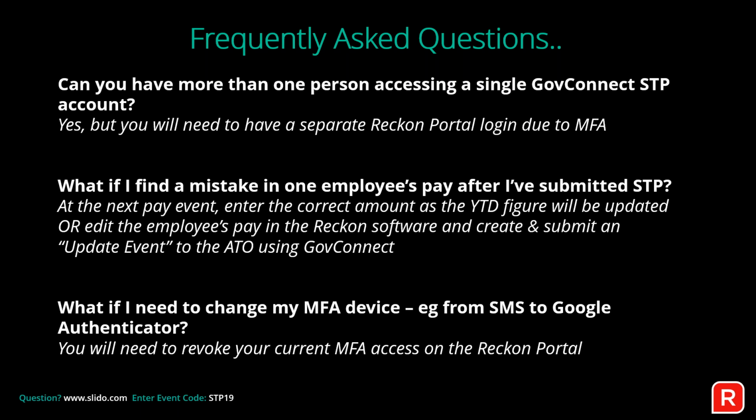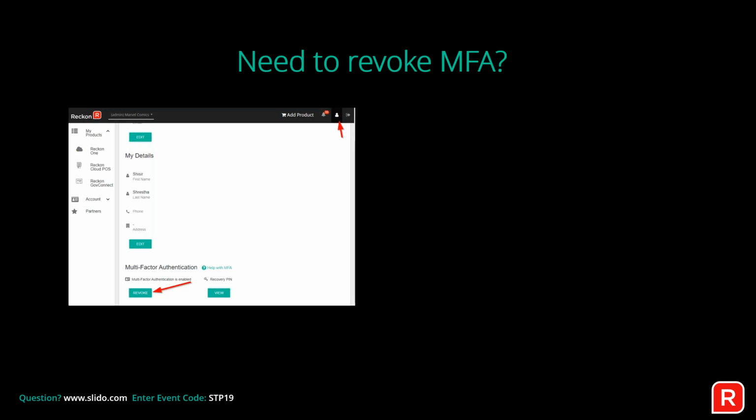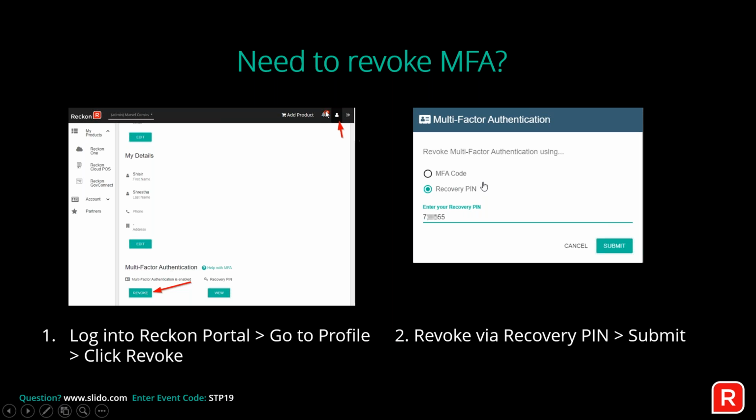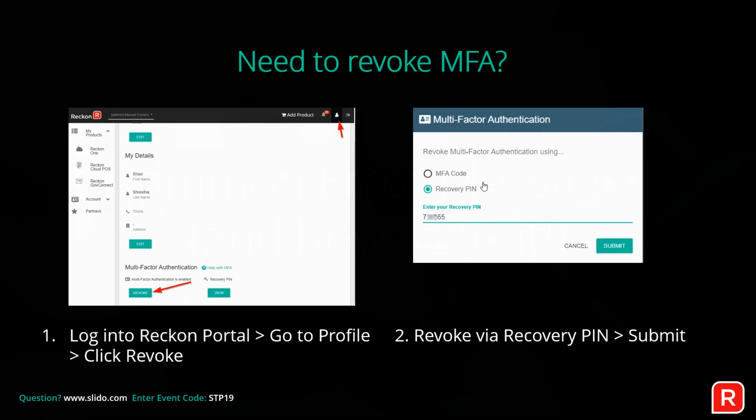The next question is, what if I need to change my MFA device? Say, for example, you want to change from SMS to Google Authenticator, you basically need to revoke your current MFA access on the Reckon portal. To explain further how to revoke your access: when you're in the Reckon portal, on the top right, there's a little man icon, which is profile. Under the multi-factor authentication section, you click on revoke, and then you enter the recovery PIN that you set up when you set up MFA in the first place, and then submit.